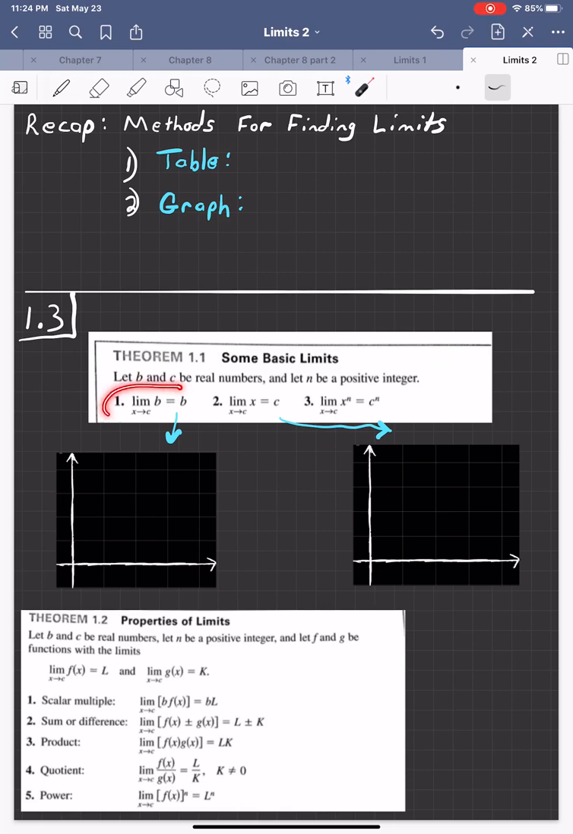So take this basic limit. It says the limit as x approaches c of b is b. Well, it says let b be any real number.